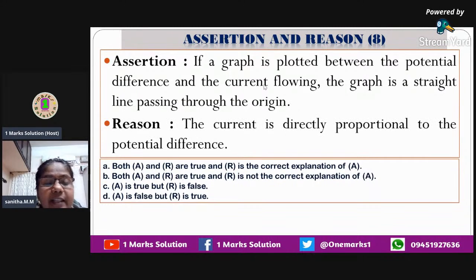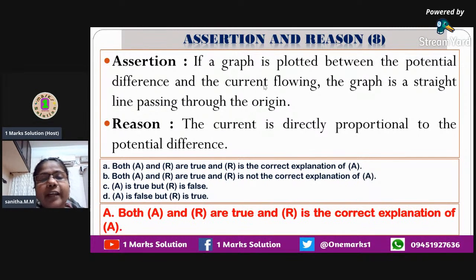Now we can say reason. The current is directly proportional to the potential difference. Yes, that is why we are getting a straight line. Current and potential difference are directly proportional, so that is why we are getting, what is it? Straight line. So here assertion and reason are true, and the reason is the correct explanation of the assertion. The option A. Now we can go for the next one.